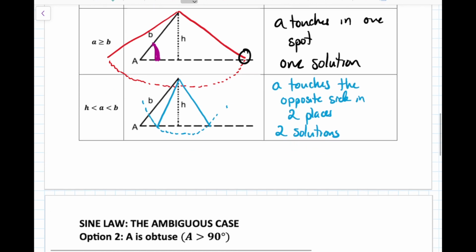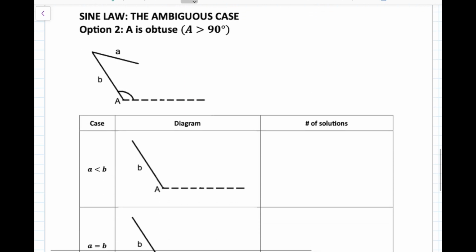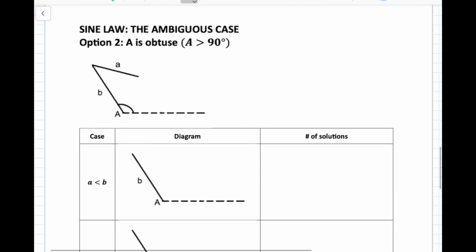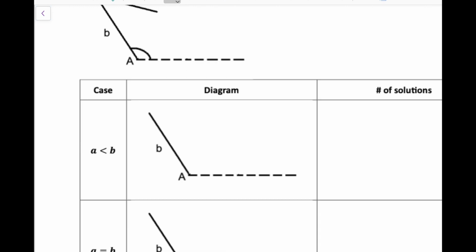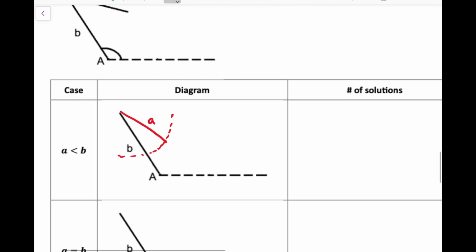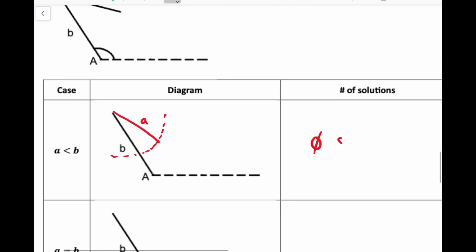So now we're going to look at what happens when A is obtuse. Thankfully, it's a little bit simpler. So now you can see our drawing, our angle A is opened up a lot more. So when A is smaller than B, we're going to run into the same thing we ran into on the last one, where if A is up here, and that's as big as A is, so it's smaller than side B, no matter how we rotate that, that's definitely not going to reach the bottom. And so just like before, we're going to end up with no solutions.